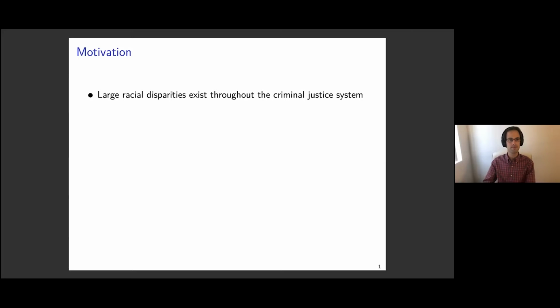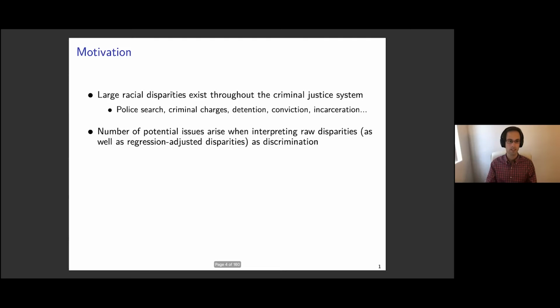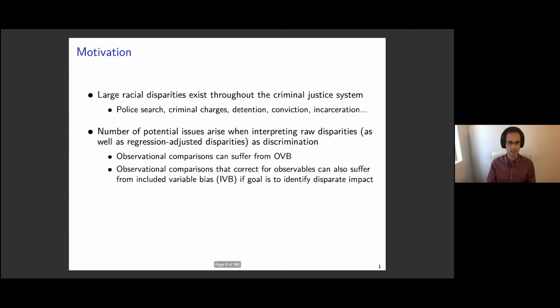have a question. The motivation for this project, which does not need too much motivating to this audience, is that we know large racial disparities exist throughout the entire criminal justice system. It's all the way from the initial stage of police search all the way up to incarceration. We observe large gaps in treatment between individuals of different races. And so there are a number of well-known issues that arise if you interpret these raw disparities or even regression adjusted disparities as discrimination. So one that is discussed quite often is the potential for omitted variable bias.